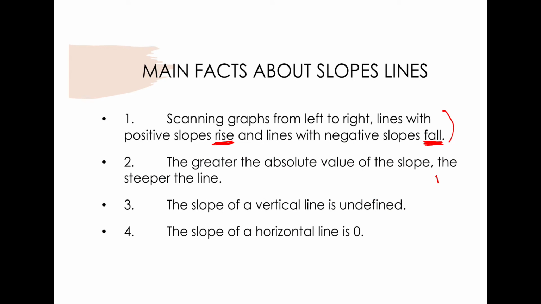Second, the greater the absolute value of the slope, so absolute value just means looking at it from a positive standpoint, if it's negative, and also from a positive standpoint if it's positive. The bigger the number that we see, the bigger the absolute value, the steeper that line is. So a -2 or a +2, both of these would have a fairly steep rise or fall. If it's undefined, that means we have a vertical line. If the slope is 0, that means we have a horizontal line.